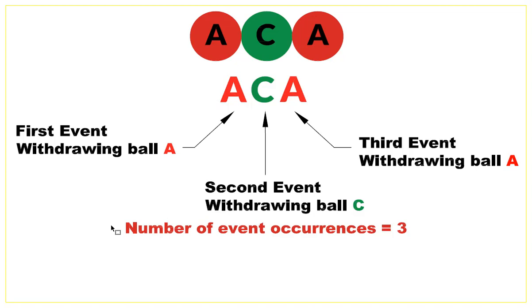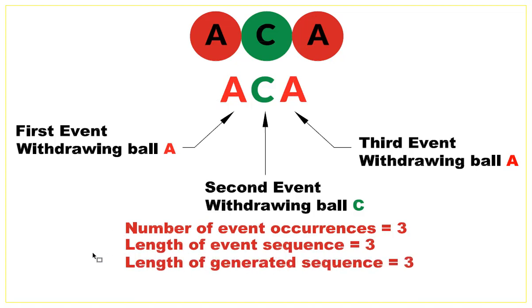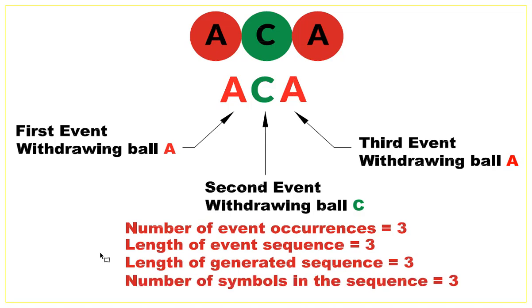Now we have to define the number of event occurrences. We have 3 events: the first event, the second event and the third event. Each event represents a withdrawal of a ball, and we can also call that the length of the event sequence, the length of the generated sequence, or the number of symbols in the sequence. They all refer to the same thing, which is the number of event occurrences, which is 3. We are withdrawing 3 times.